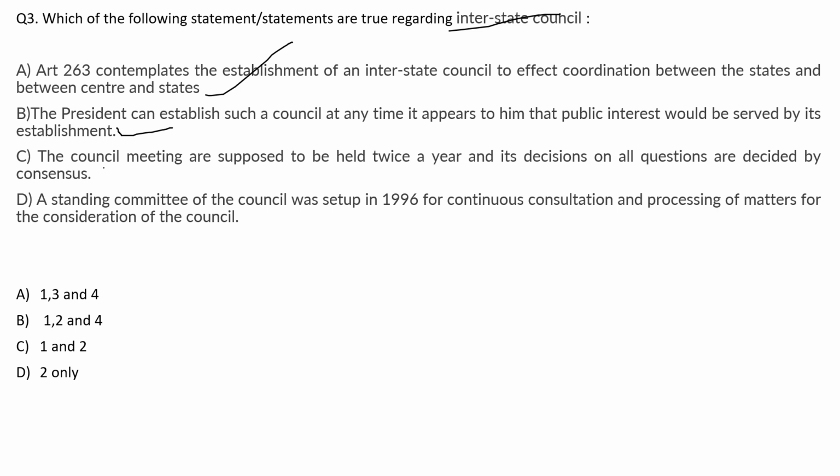The council meetings are supposed to be held twice a year. No, this should be held at least thrice a year. Any decisions on all questions are decided by consensus. This should be at least thrice.